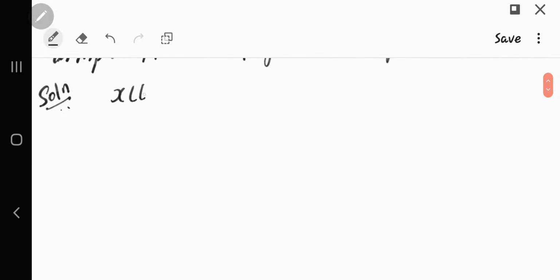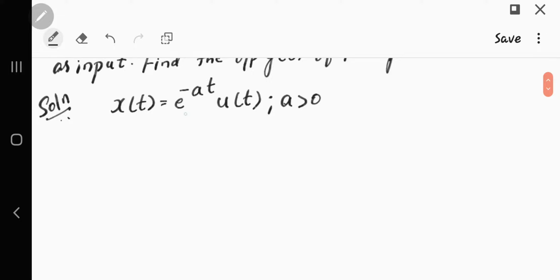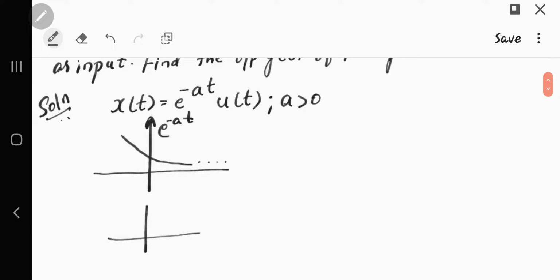Given x of t is equal to e power minus at into u of t, where a is greater than 0. So if you observe this, e power minus at into u of t is there. That means this is an exponential signal, e power minus at, which I am going to multiply with the unit step function u of t.